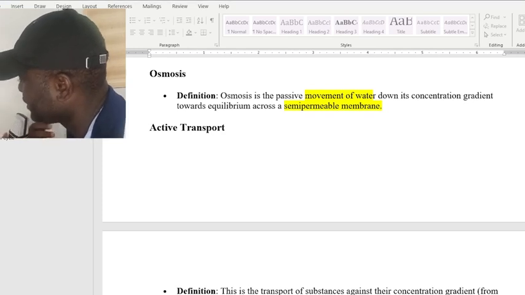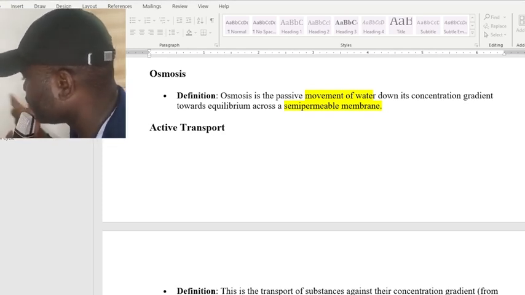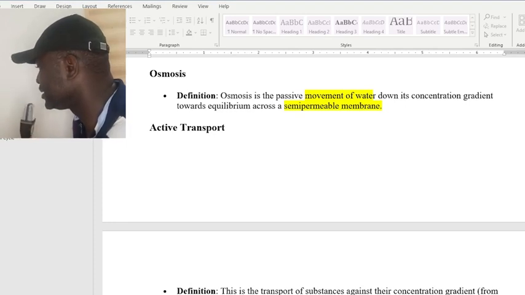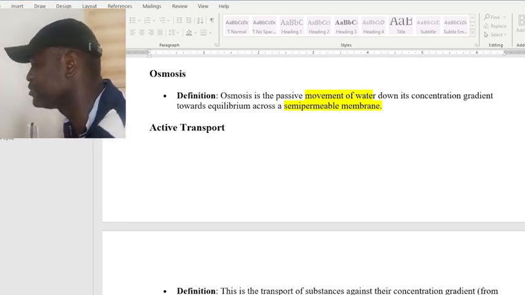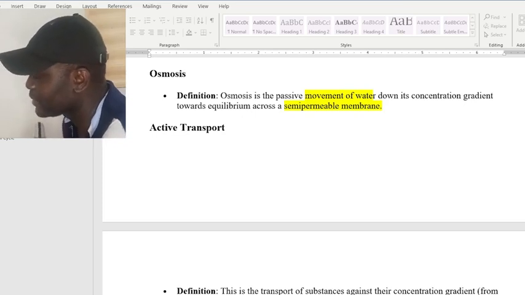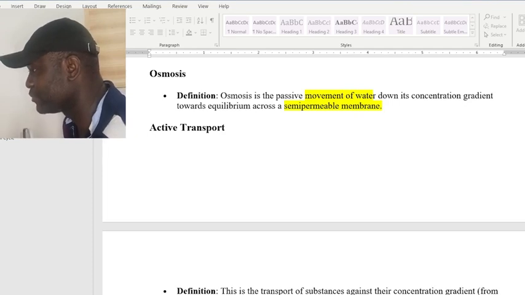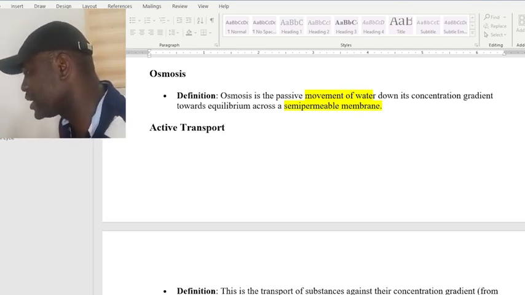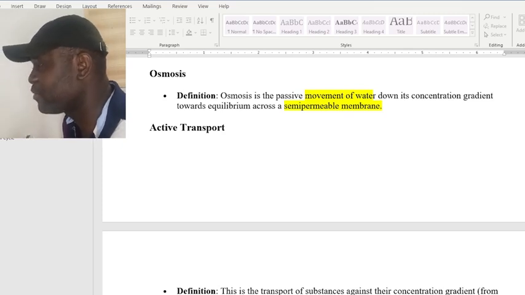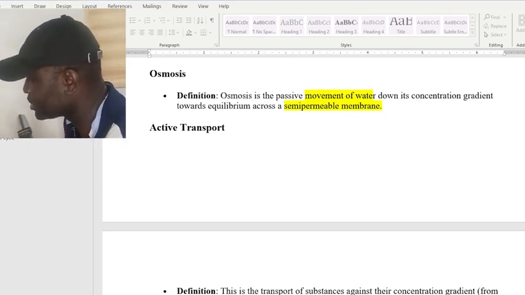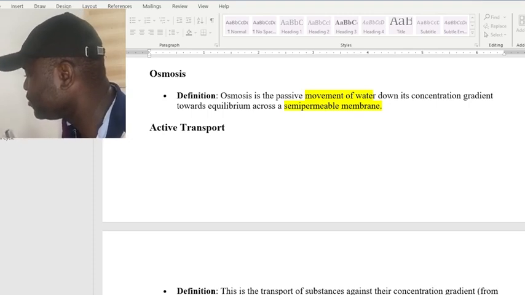If you fart in one corner of your room, it does not require a semi-permeable membrane. It will just diffuse and the other person will be able to perceive it. The same thing when you spray your perfume, it does not require a semi-permeable membrane. The other person at the other end will be able to perceive it. But for water to move in osmosis, it needs a semi-permeable membrane.